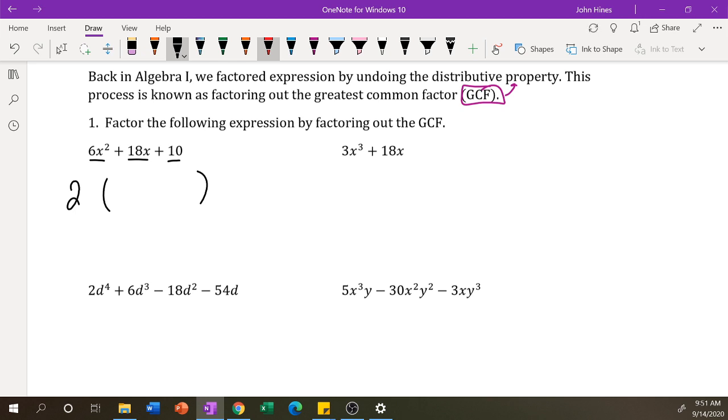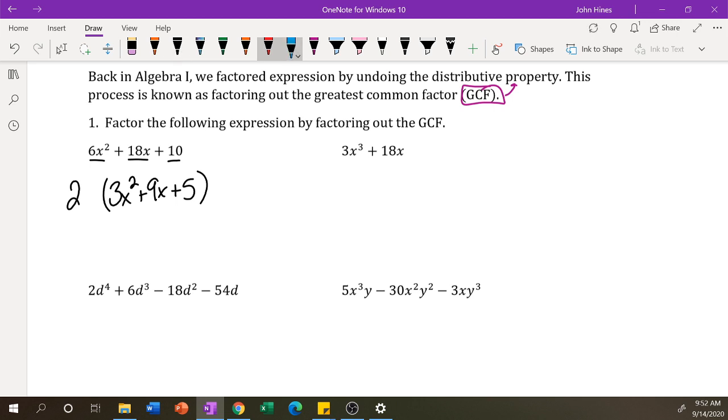And I'm left with, well, what am I left with? What times 2 is 6x squared? Well, 3x squared. What times 2 is 18x? 9x. What times 2 is 10? Positive 5. Notice that I can't factor out x from each of these terms because not everybody has a factor of x. That plain old constant 10 there doesn't have a factor of x in it, so I can only factor out a 2.